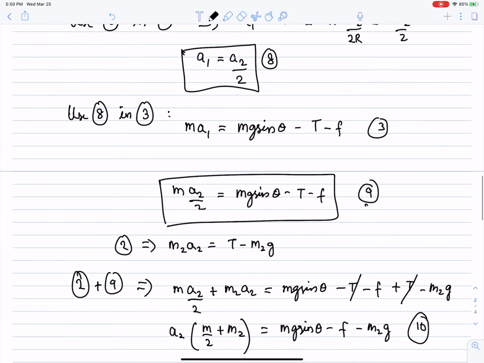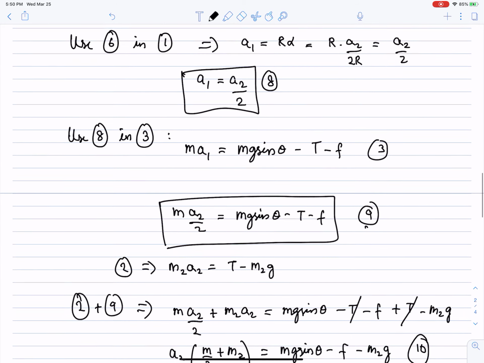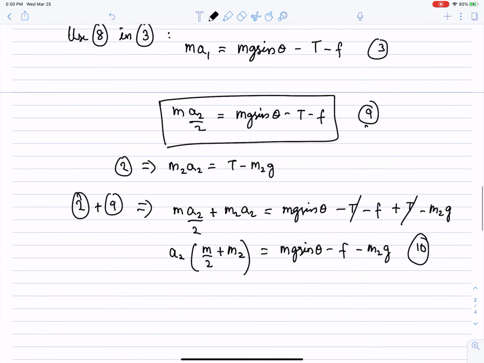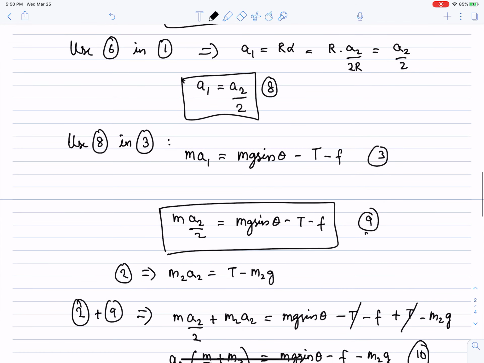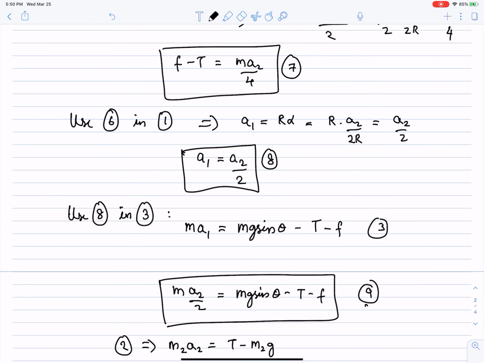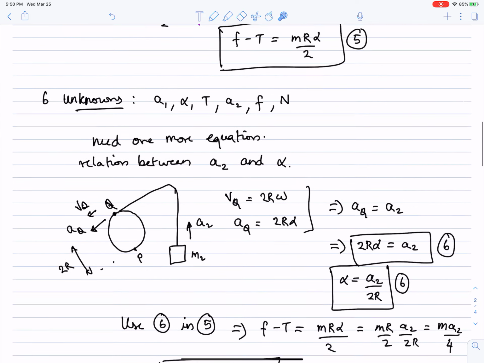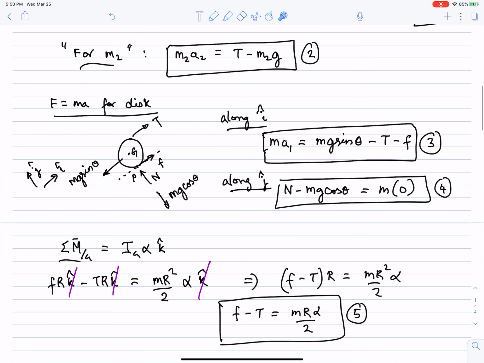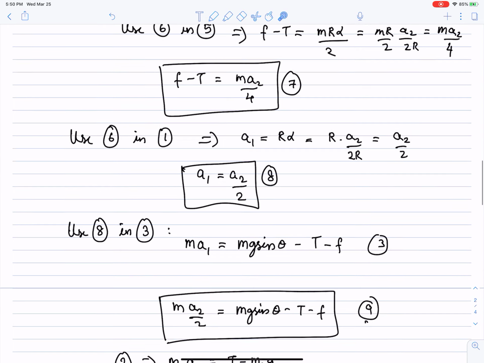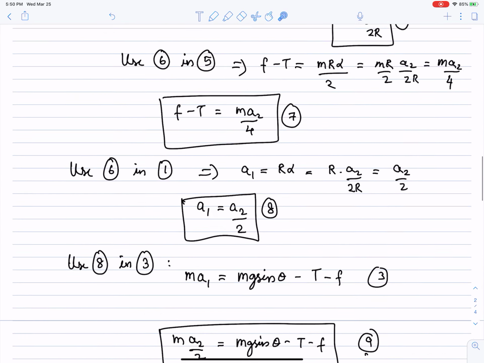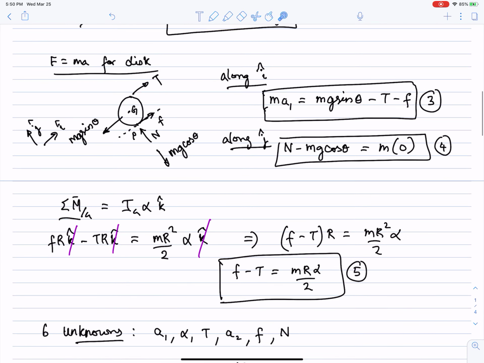And then equation, this equation, let me back up a little bit.